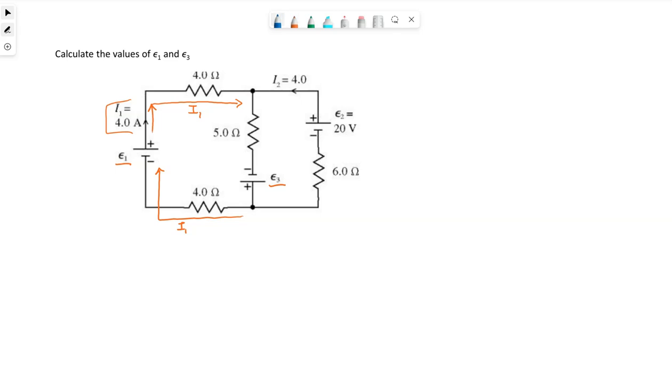They've also given us a current right here that they're calling I2. That represents the current flowing out of this EMF2, but it would also represent the current flowing in to EMF2. If they give us a direction of the current, we have to use it.